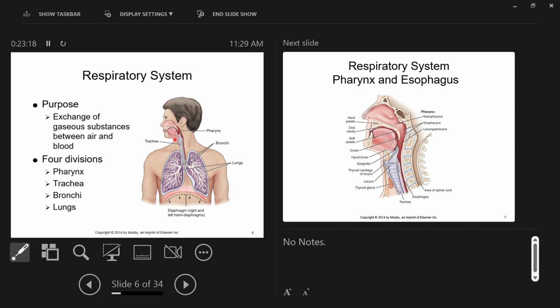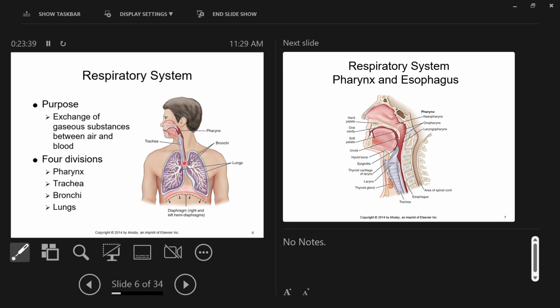And it opens and closes. It closes when we swallow food, and it stays open when we're breathing in and out. So this tube can close itself to keep from aspirating liquid and food and other foreign bodies into the lungs. Trachea. The trachea bifurcates.